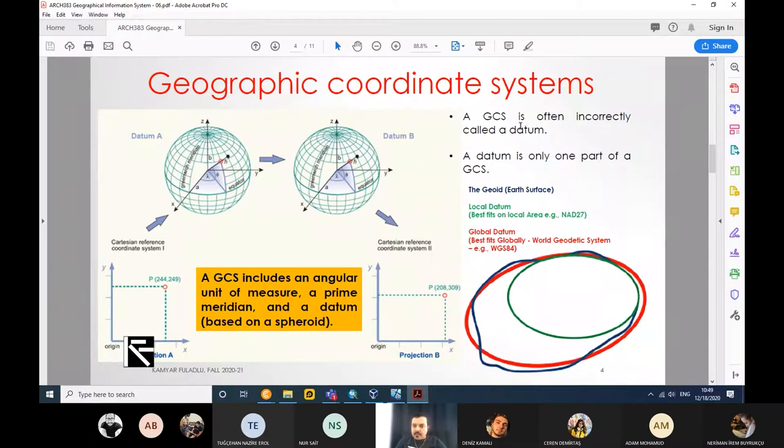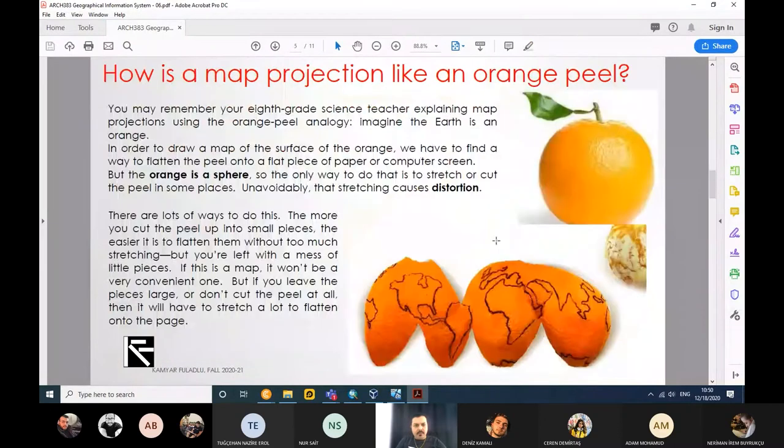Therefore, as I told you, the datum is just a small part of the geographical coordinate system. The geographical coordinate system, based on a spheroid, includes an angular unit of measurement, a prime meridian, and a datum, one datum. Now, let's go down. What is a projection? Maybe you remember from your primary school, they asked you to project an orange peel onto the surface.